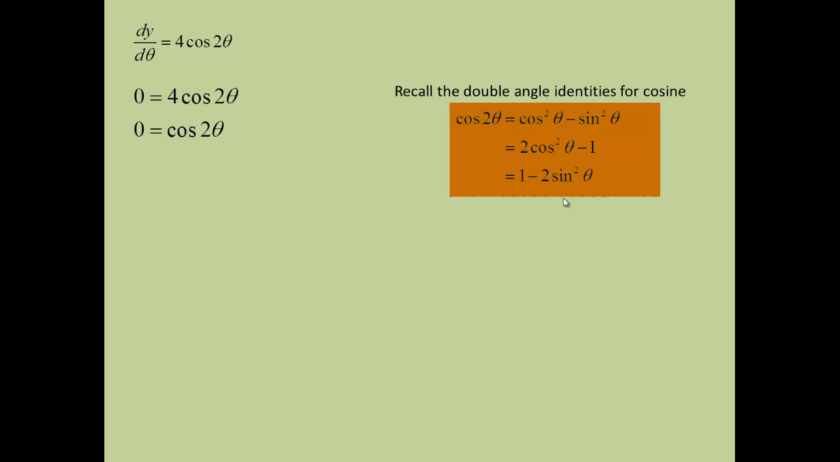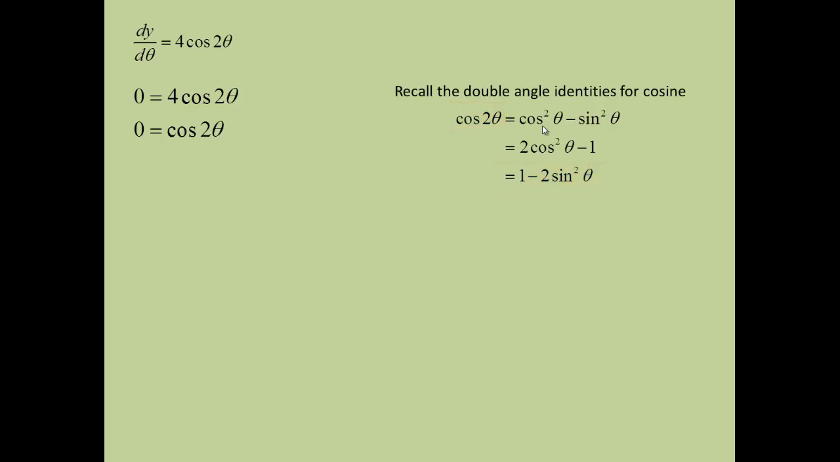I am going to opt to review double angle identities. I'm solving it that way so we can have a reminder on double angle identities. You need to recall the double angle identities for cosine 2 theta. There were 3 different flavors: cosine squared theta minus sine squared theta, or cosine 2 theta equals 2 cosine squared theta minus 1, or cosine 2 theta equals 1 minus 2 sine squared theta.